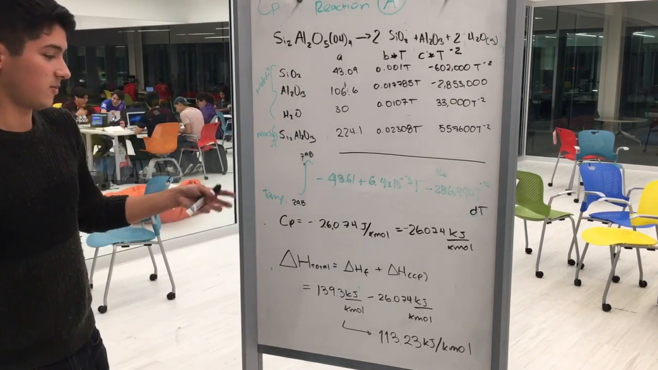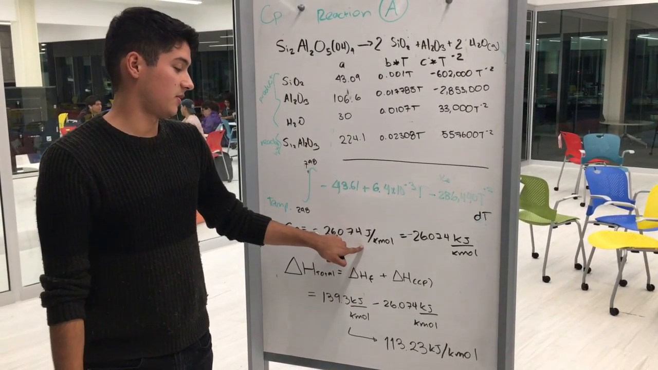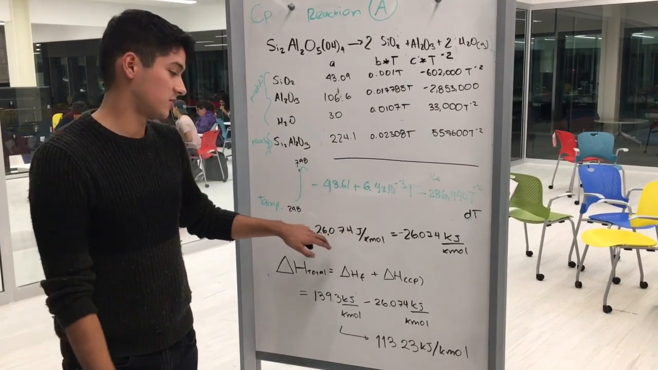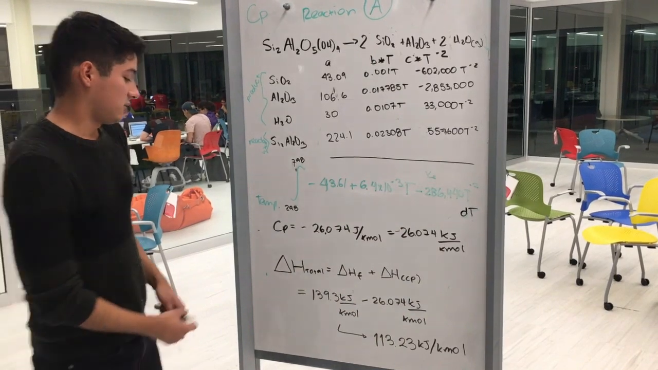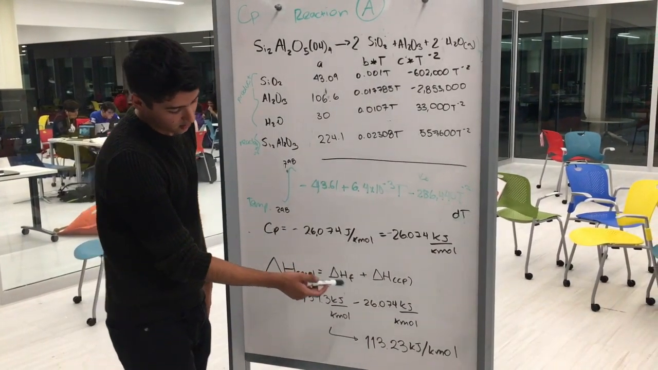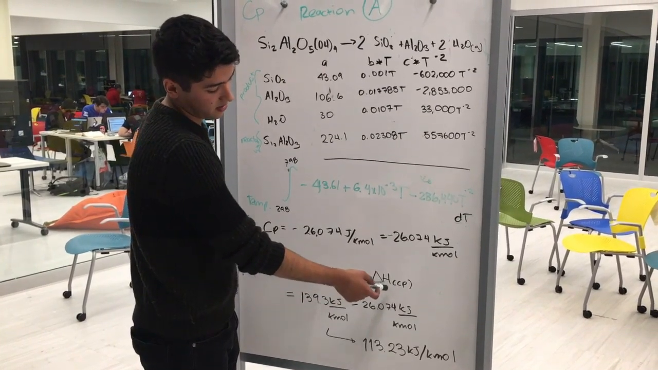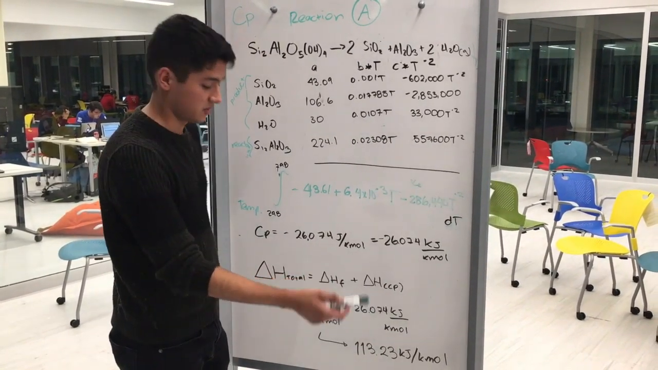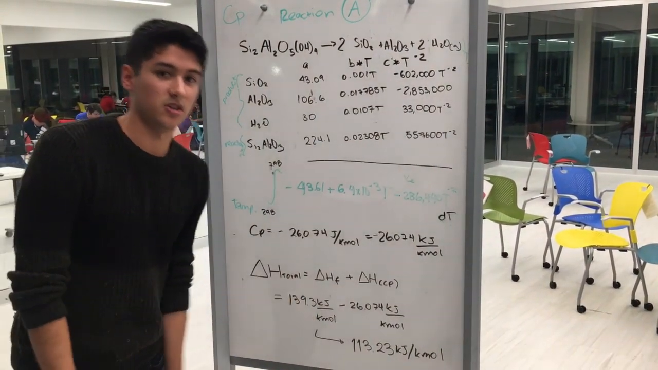And then you're going to end up with a value which is in joules per kilomole. But to use this value, you have to convert it to kilojoules per kilomole. And once you've done that, the total change of enthalpy is going to be equal to the change of enthalpy of formation plus the enthalpy change calculated from the CPs. And you are just going to add them up, and you're going to end up with the total change of enthalpy.